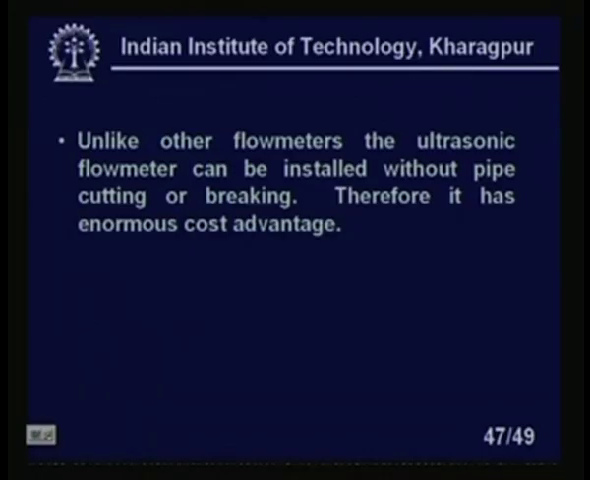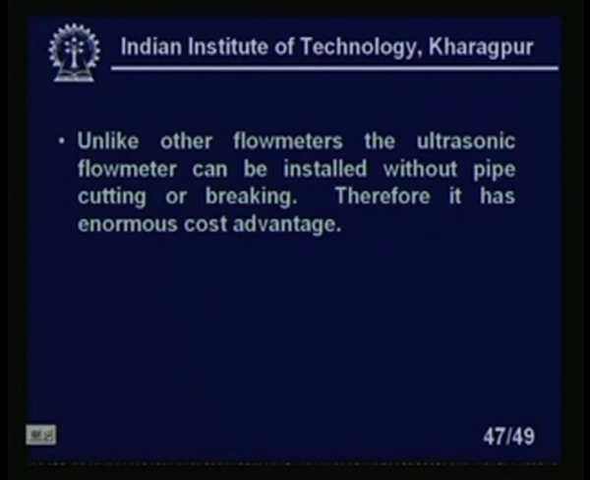even though there is some problem created because of the non-uniform pipe thickness. So, for that reason people started to make the ultrasonic Doppler shift flow meter where the sensors are flushed with the liquids. But if you consider only the clamp on method, it is more advantageous as nothing is to be installed inside. So, it is a totally non-invasive technique. There are some advantages of this type of flow meters because of the non-invasive method. Unlike other flow meters, ultrasonic flow meters can be installed without pipe cutting or breaking. Therefore, it has enormous cost advantage.